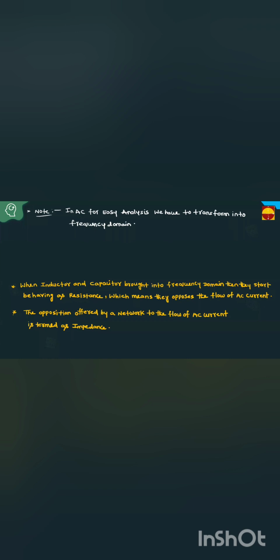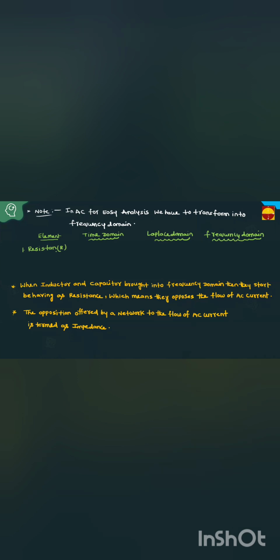See, for example, let's consider different elements. This is the element: time domain, Laplace domain, and frequency domain. Let the resistance be R.